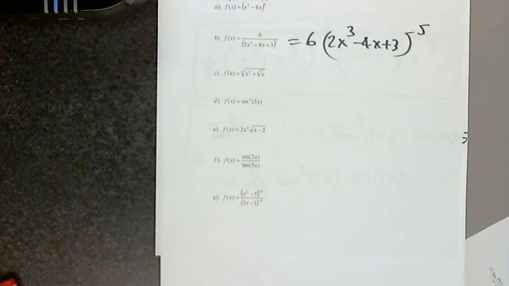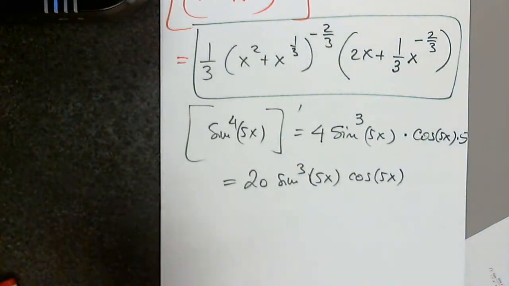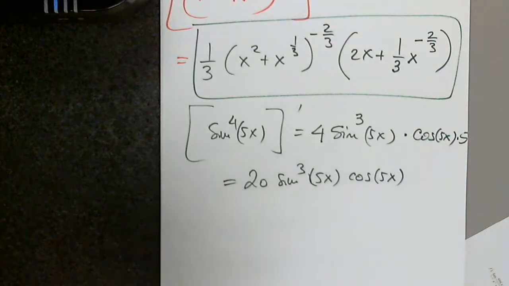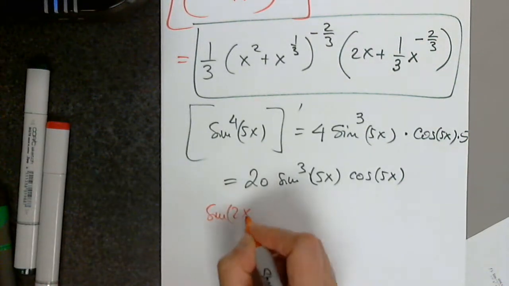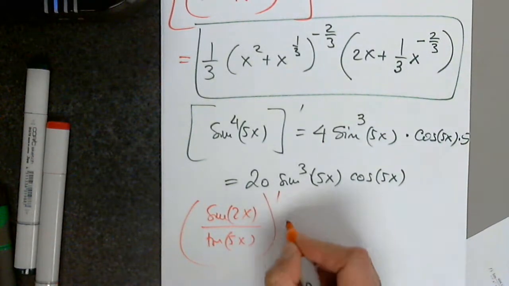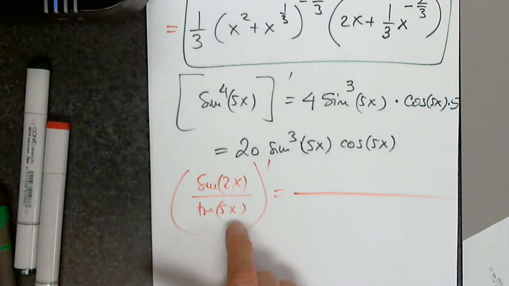So let's do F, in which we have sine 2x over tangent 5x. Quotient rule combined with the chain rule, because this is not sine x over tangent x. It's sine of twice x, which is a function, over tangent of 5x, which is another function.